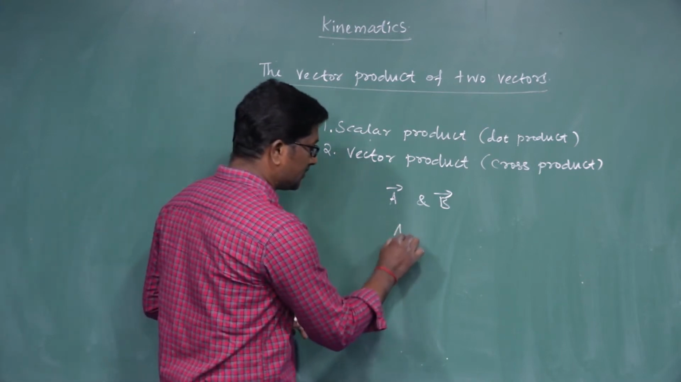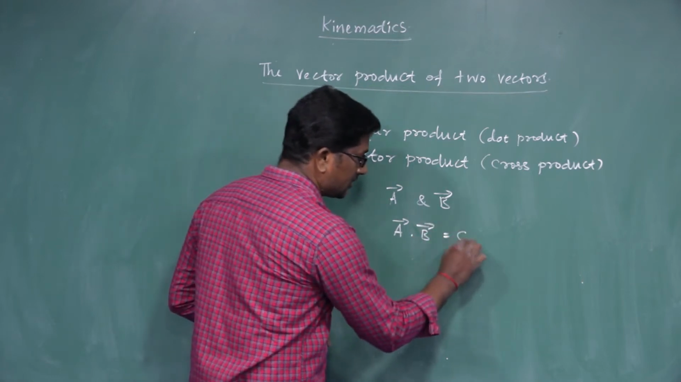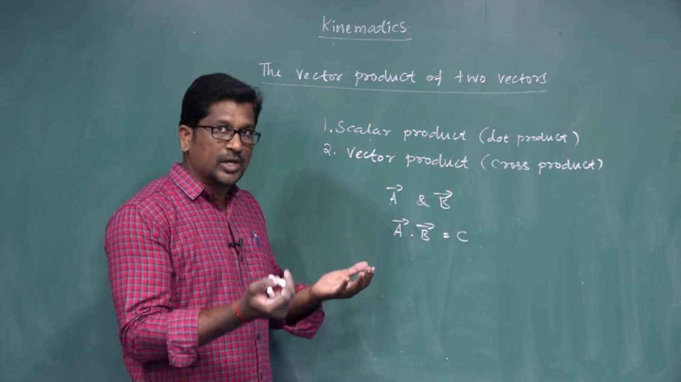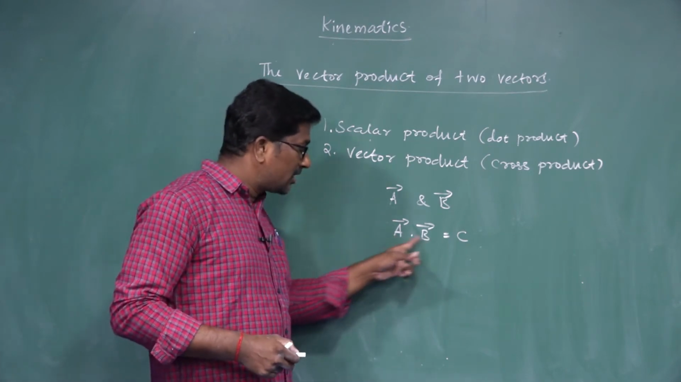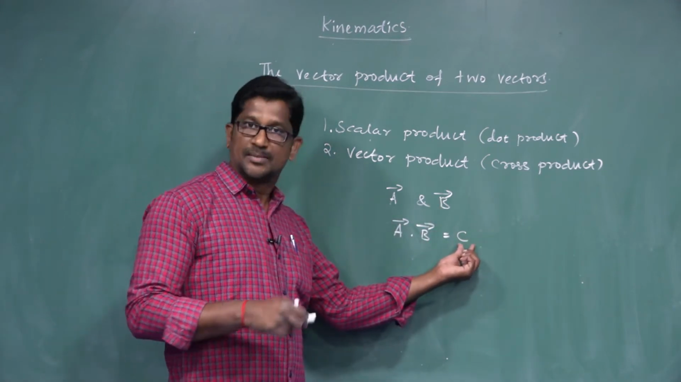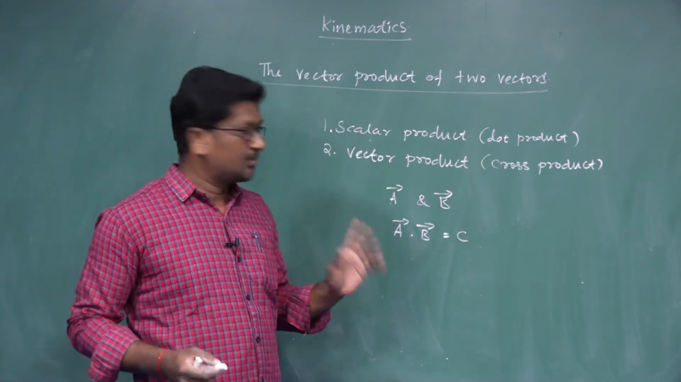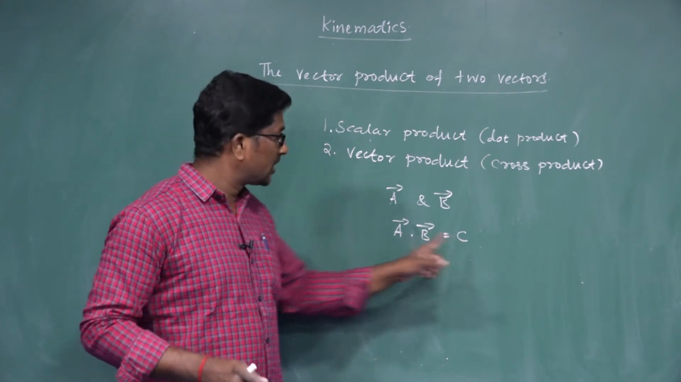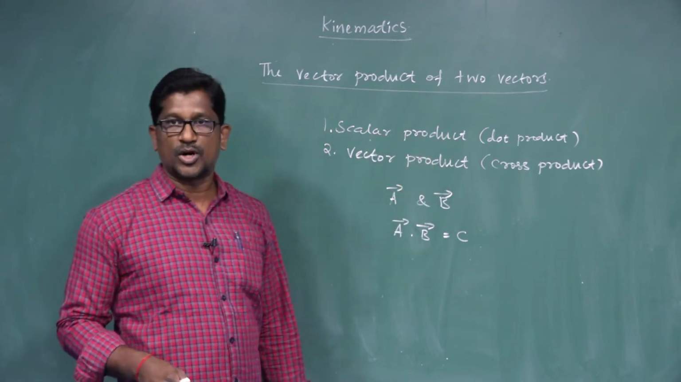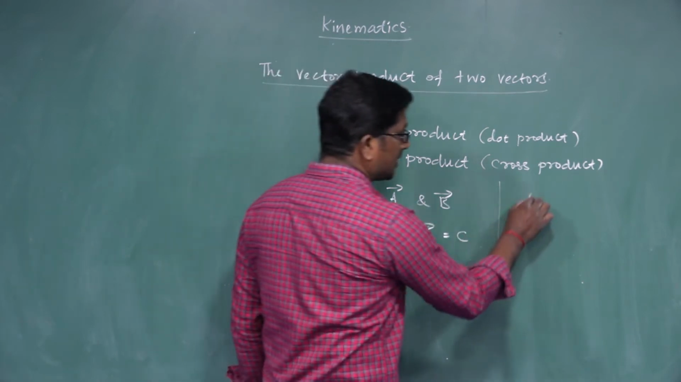For example, A vector dot B vector is equal to C. Here A vector and B vector are two vector quantities. The product of these two vector quantities gives another quantity which is represented by C. Here the quantity C has only magnitude. Then this type of product is called scalar product or dot product.